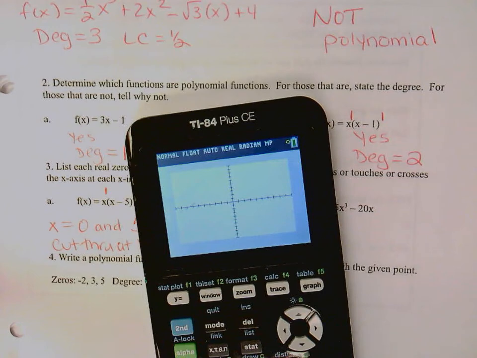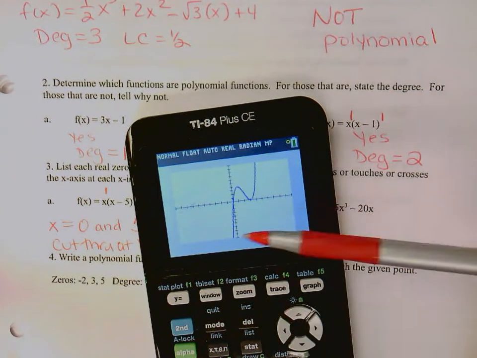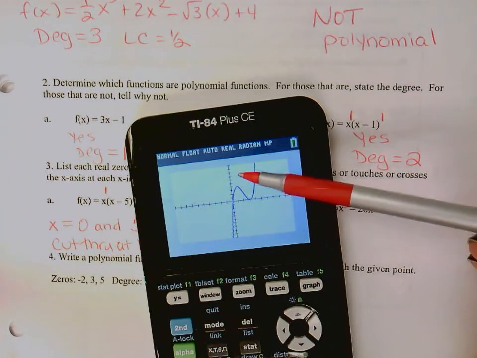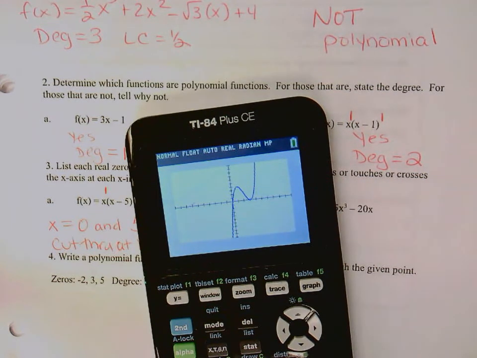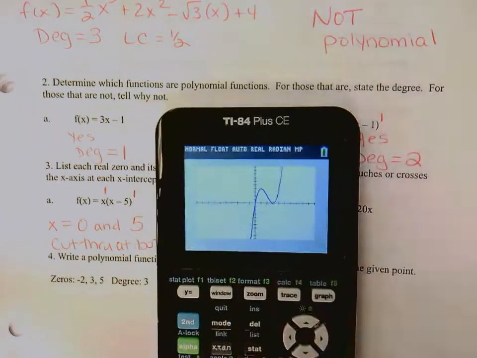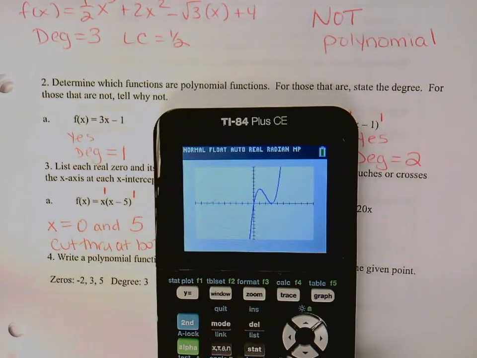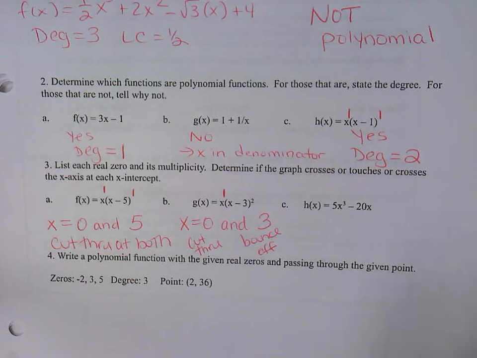So at 0, we said it's going to cut through, but then at positive 3, see how it does a squiggle and then bounces off? So it changes what the whole graph looks like based on the multiplicity of that x-intercept, which I think is kind of cool. And all of the polynomials follow that same rule.